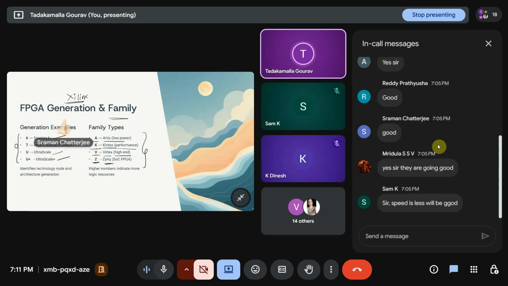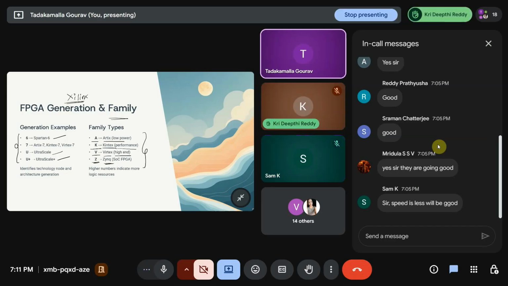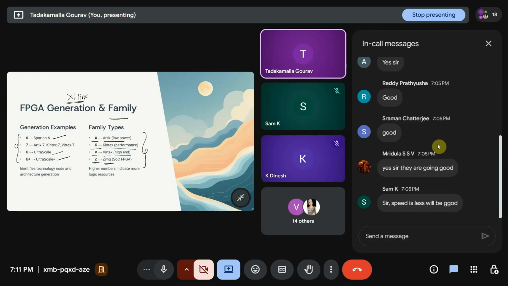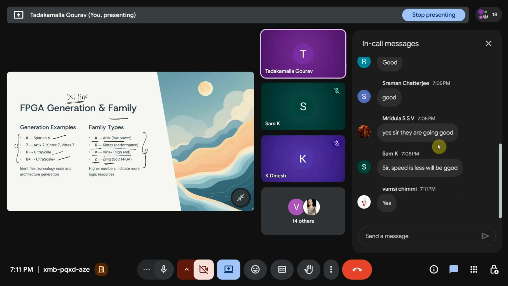Anyone needs the explanation again? I think most of them are freshers, so that's why I'm again reconfirming. Yes. Any queries over here? Shall we move forward? I hope it is clear, right?